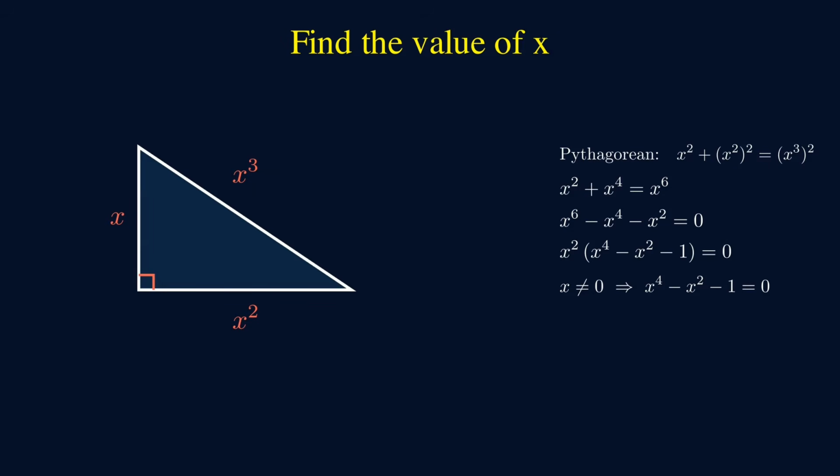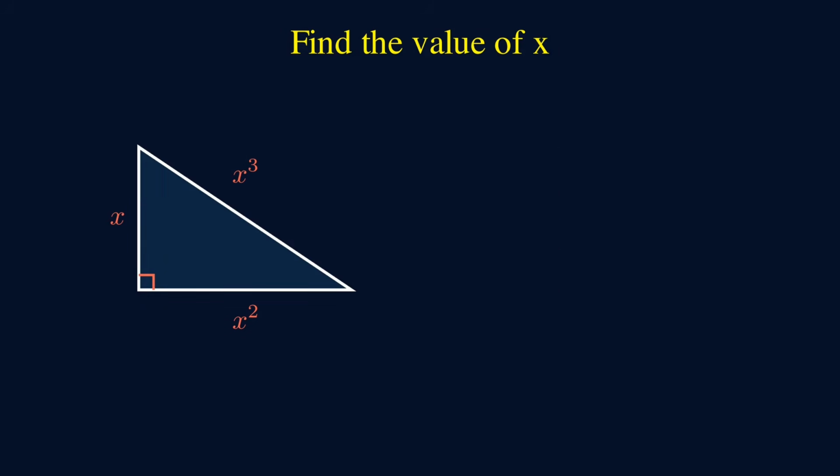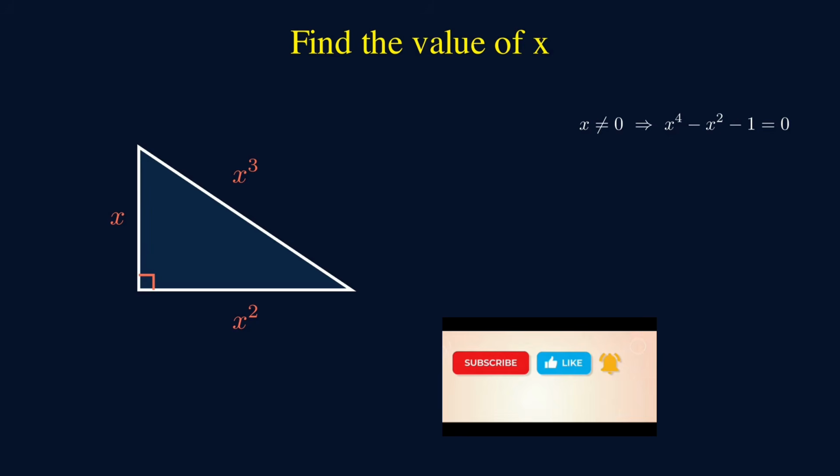Now here's an important part. x squared equals 0 would give x equals 0, but that doesn't make sense for side lengths of a triangle. So we ignore that case. That means we only need to solve this expression, x to the fourth minus x squared minus 1 equals 0.